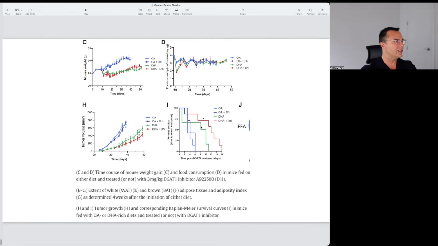Whereas if they got DHA, they lived not quite twice as long. And if they got DHA plus this DGAT1 inhibitor, they lived about 3 times as long. So, pretty unbelievable difference. Again, same mice, same tumor. They either got PUFAs in the form of DHA, a long-chain omega-3 fatty acid, or they got MUFAs, which is a more resistant fat to ferroptosis.